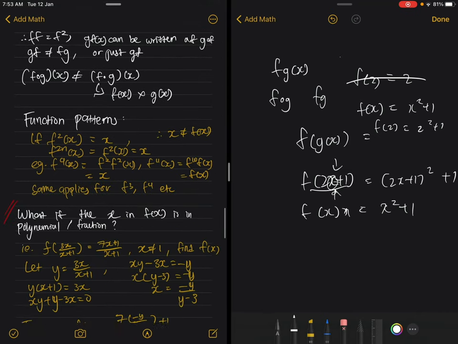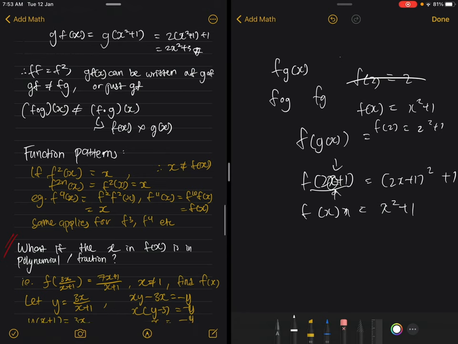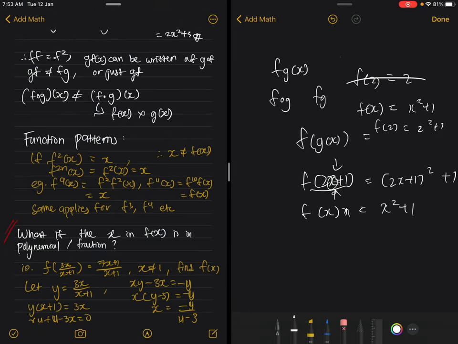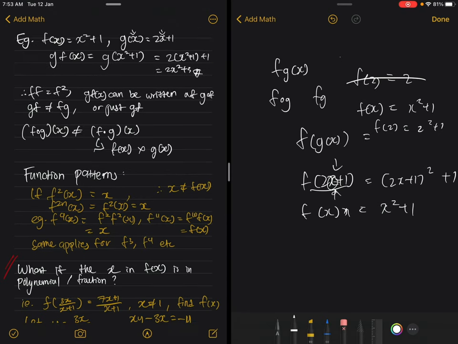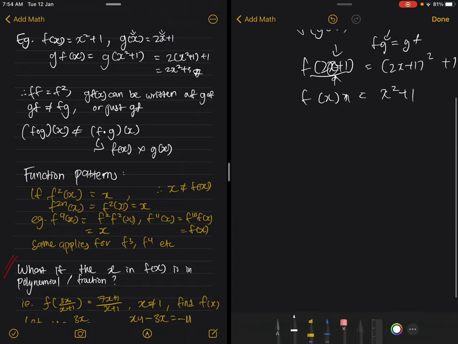The next one is something called a pattern. Wait, before that, I forgot to remind you, fg doesn't equal gf. You do the number inside first, and then do the number outside. Okay, that's all. So now it's the function pattern.